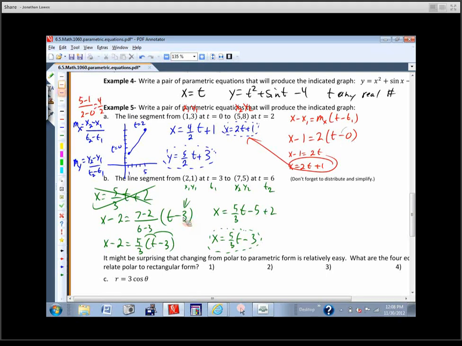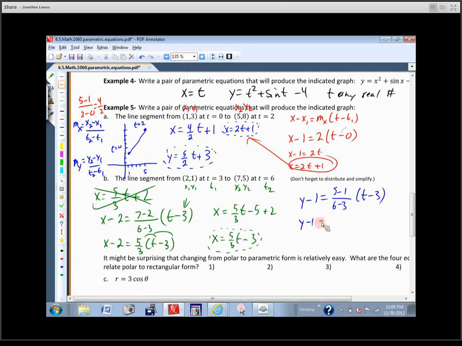So let's quickly write down what the y one would be. The y would be y minus, what's the first y? 1. And then I need the difference in the y's. 5 minus 1 over 6 minus 3. Notice how that denominator is the same thing. And then it's going to be t minus 3. Okay? You come up with a fraction, distribute through.